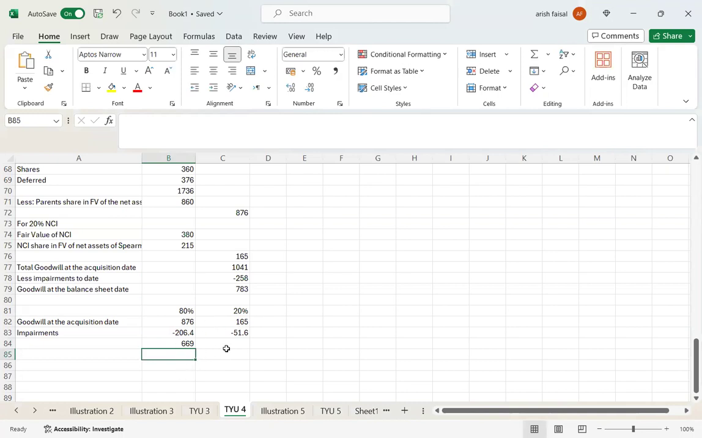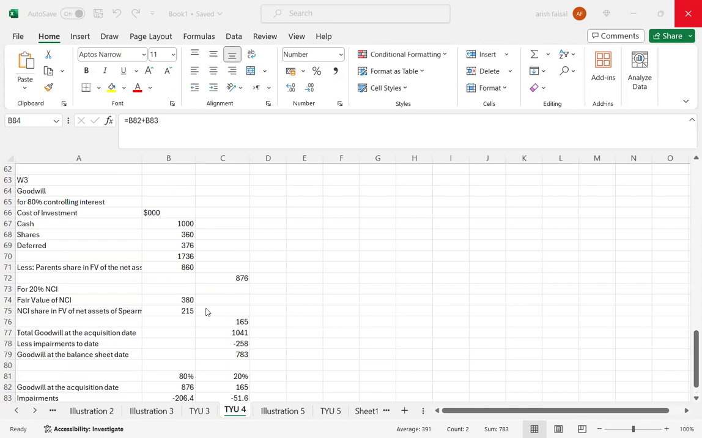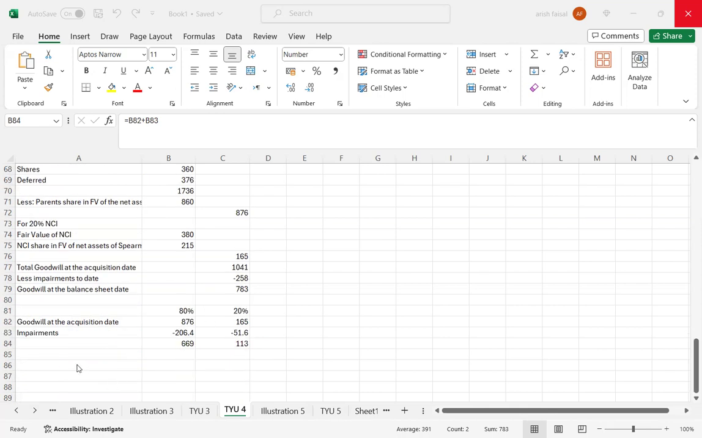After the deduction of impairment, we get a goodwill of 669 for the controlling part, and then we get 113 for the non-controlling interest. Okay. So now moving further, once we have figured out our goodwill, now it's time to calculate your NCI.